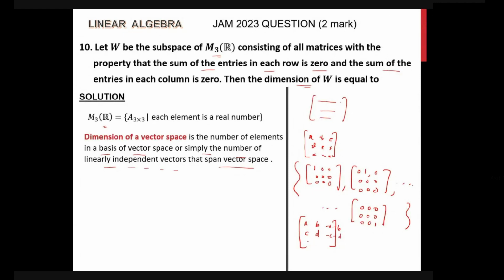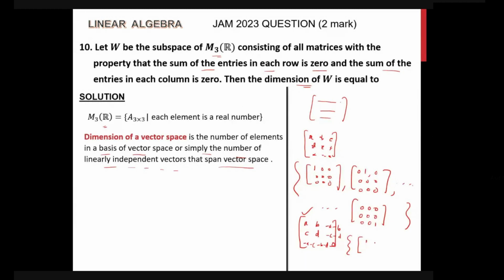And this is minus A, minus C, minus B, minus D. Then this sum is 0. Okay, so this is the matrix, and we want to find out the dimension. Similarly, we can find the basis element. How to find the basis element?